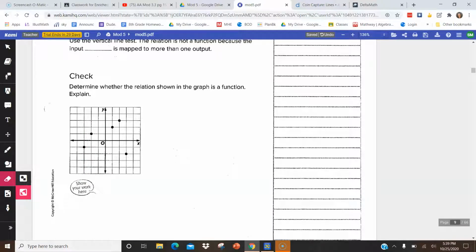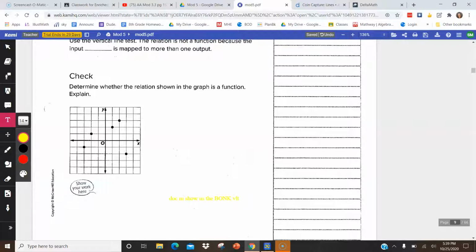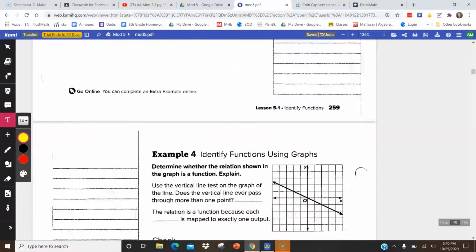DocM, show us the bonk test. Vertical line test. That's the phrase that pays.